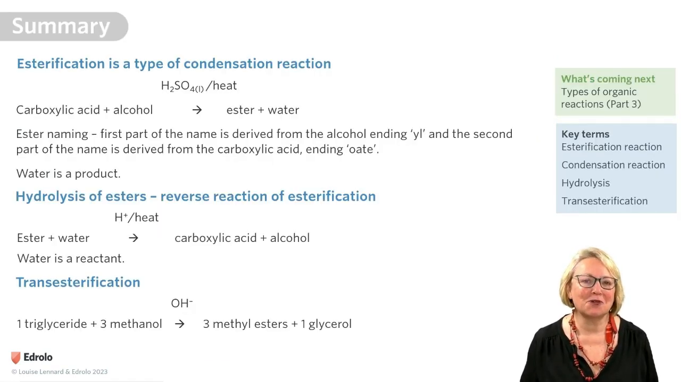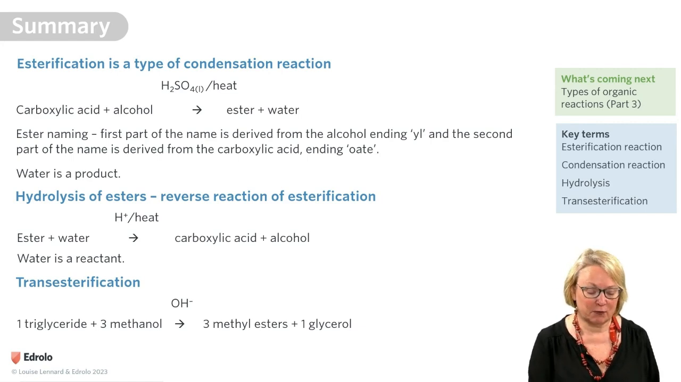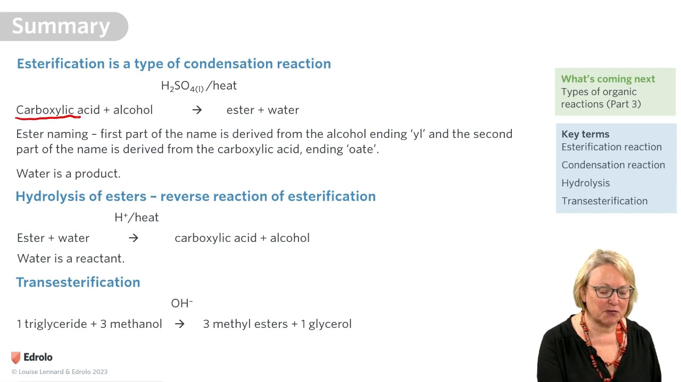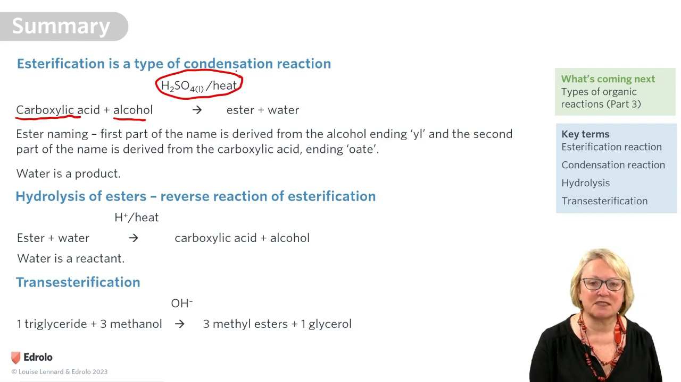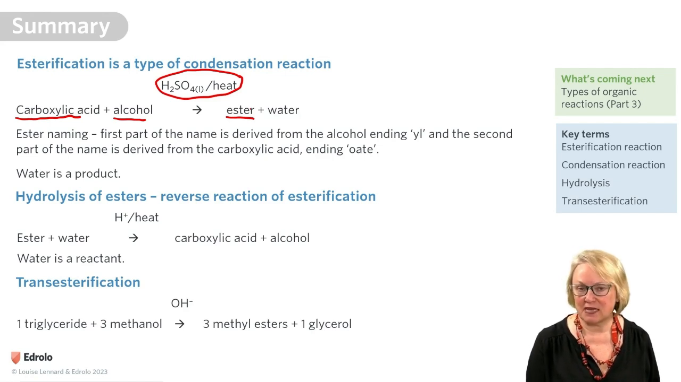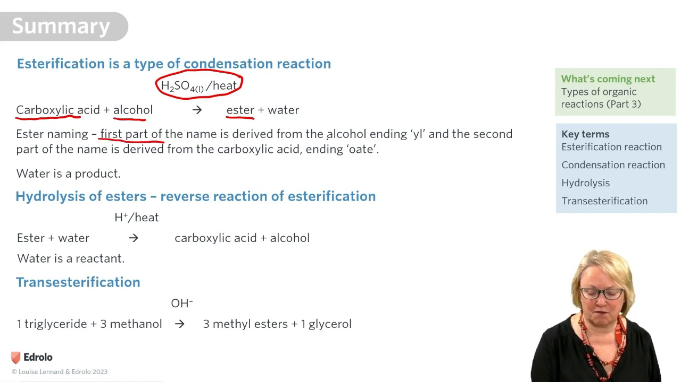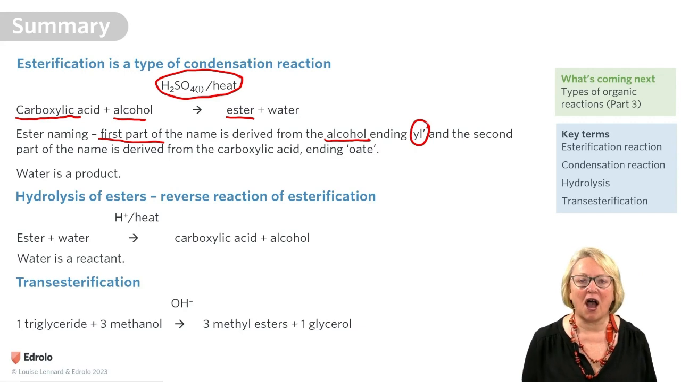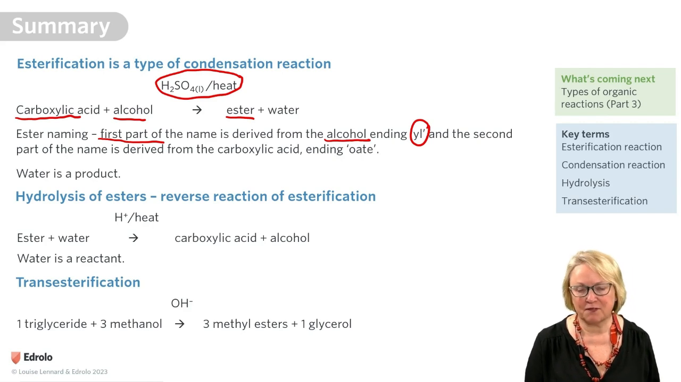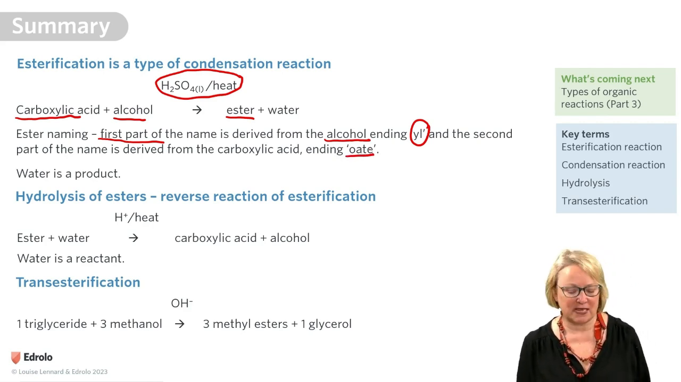Okay, so we've learned a lot more in this second part of types of organic reactions. So esterification is a type of condensation reaction where we react a carboxylic acid with a carboxyl group and an alcohol with a hydroxyl group. In the presence of concentrated sulfuric acid and heat, we produce an ester and water. And the ester, the first part of the name is derived from the alcohol. We take off the ol and we replace it with yl. The second part of the name is derived from the carboxylic acid. We take off the oic acid and we end with oate.